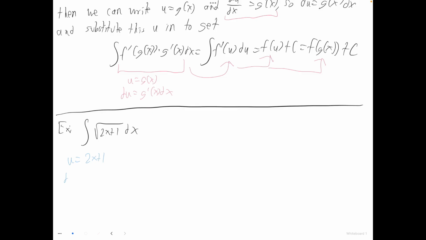And then we take the derivative. Well, the derivative of 2x plus 1 is just 2. And we rewrite this as du equals 2 dx. You can think of this as like we're multiplying the dx to the other side. That's not exactly what we're doing, but notationally it looks the same. And so that probably is a pretty helpful way of thinking about it.